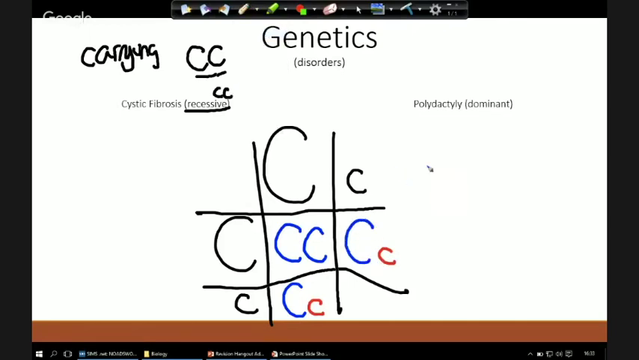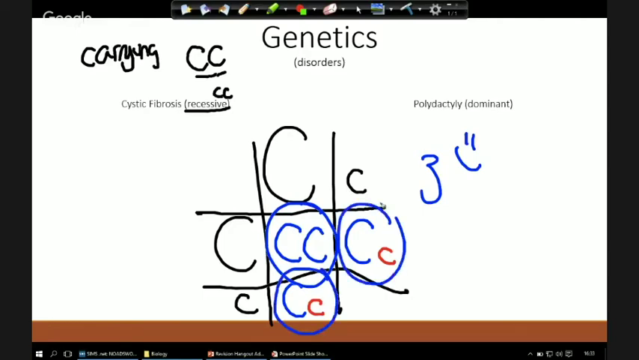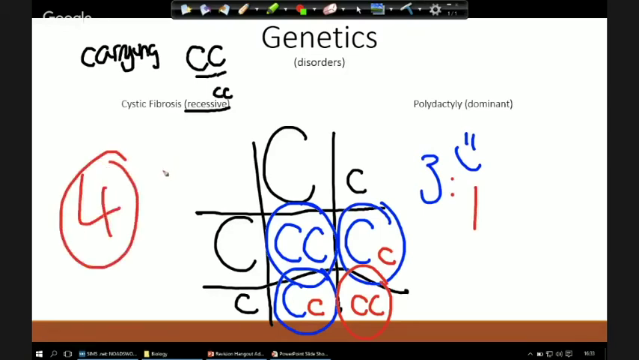So these three people are fine. One completely normal person and two carriers, but not sufferers of it. But unfortunately, this person will be a sufferer of it. It's our 3-to-1 ratio. Now, that doesn't mean if you have 4 children, the fourth one will get it.